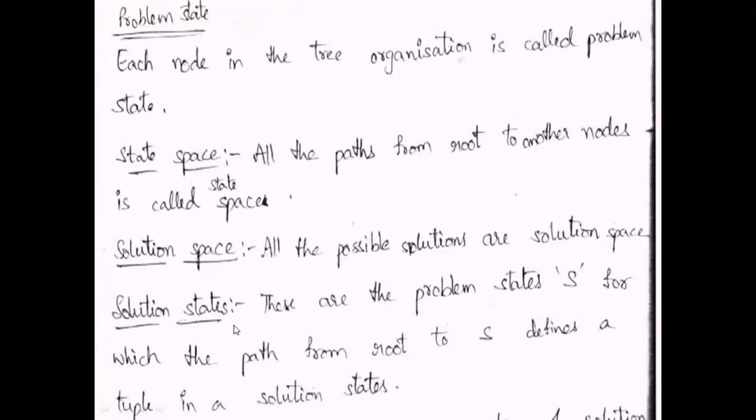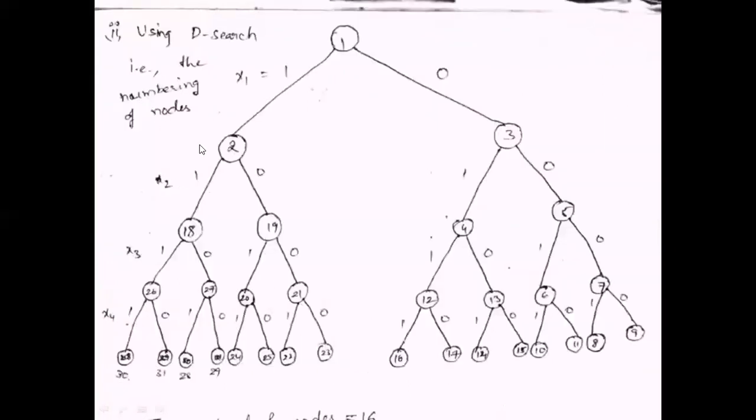Solution state means the problem states S for which the path from root to S defines a solution. Every node is one problem state, and the path from the root to a particular problem state defines the solution state. So all of these are definitions from the solution space tree.